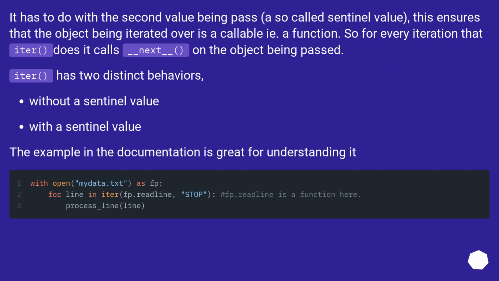It has to do with the second value being passed, a so-called sentinel value. This ensures that the object being iterated over is a callable, a function. So for every iteration that iter does, it calls __next__ on the object being passed. Iter has two distinct behaviors: without a sentinel value, with a sentinel value. The example in the documentation is great for understanding it.